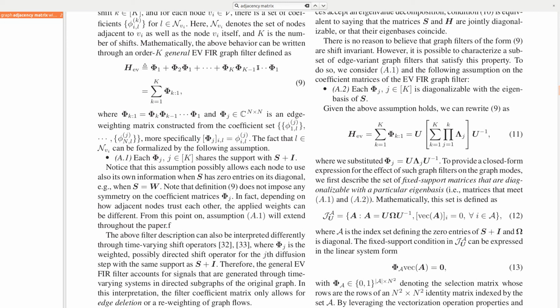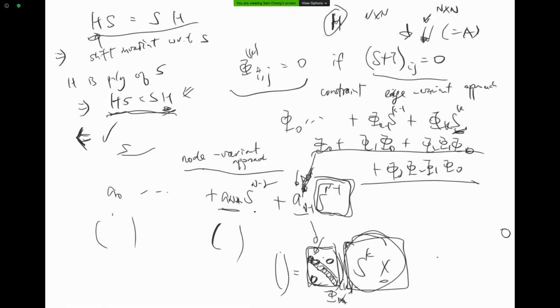So okay, now what I'm going to do is go into more detail for this node variant approach, and also this constraint edge variant approach, and just follow what the authors said. I will derive some of the properties of these approaches, and then describe the design paradigm for these approaches.